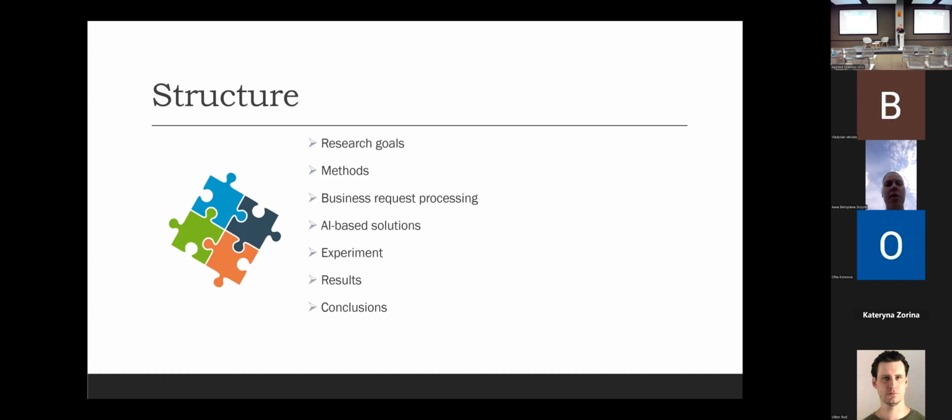On this slide, you can see the structure of today's discussion. First of all, we will talk about our research goals, the methods which we have used in our research, the process of processing business requests, AI-based solutions which we propose, the experiment which we performed, and results together with conclusions.